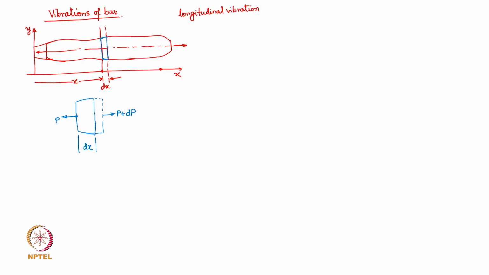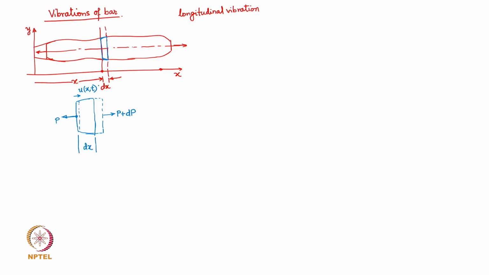Now we define the motion given by u(x, t). So that is a vibratory motion at each cross section given by u(x, t) along the length of the bar as a function of the position x and as a function of time t.